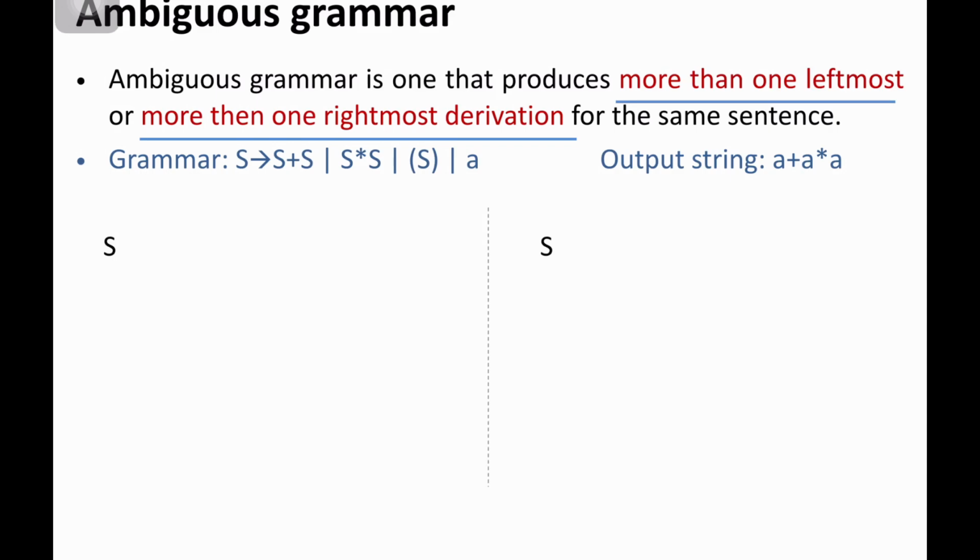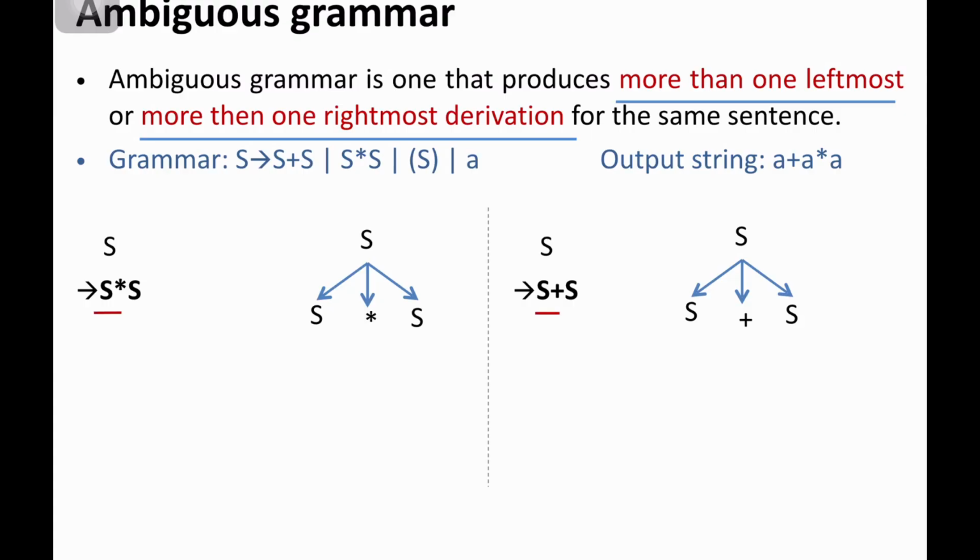So I'll start with one of the more than one leftmost derivation. I start with the leftmost way. I start with S gives S star S. Here two rules are there. Then it can start with any one of the rules, applying to the leftmost variable. That first leftmost variable I replace on both sides.